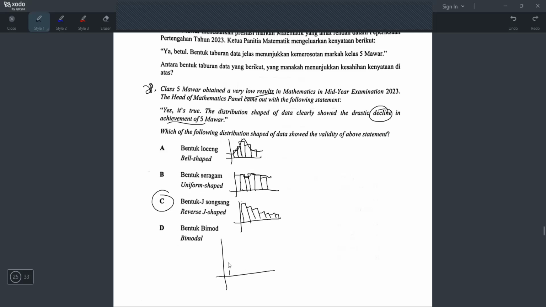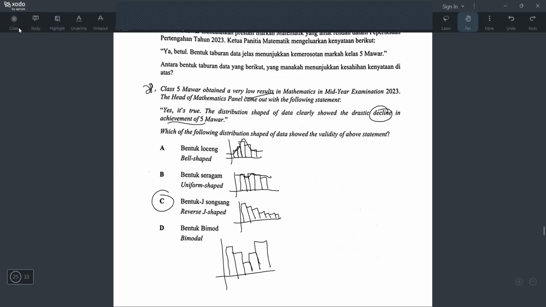Okay, bimodal is like this, like this, like this, like this, and then you go back up. This one is bimodal shape, right? Okay, actually this thing is in your textbook. All right, so I will show you the textbook page now. And I remember teaching my own students in class about this, right? So I remember telling them all the types of distribution shape in this chapter.